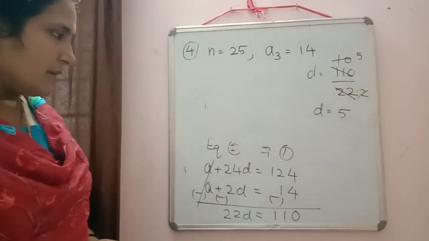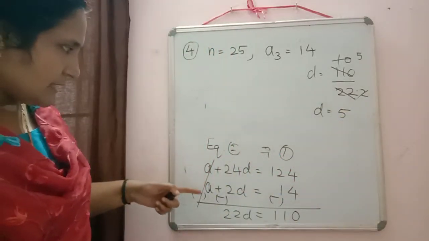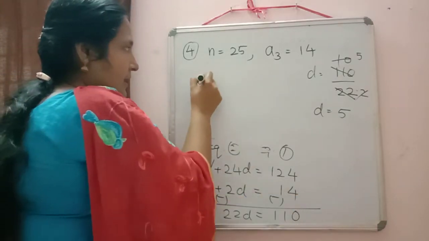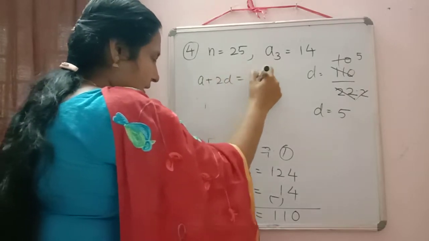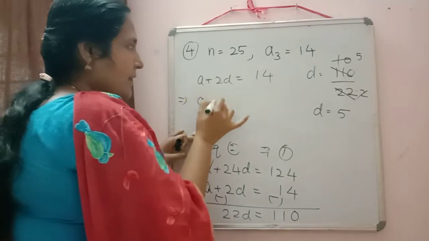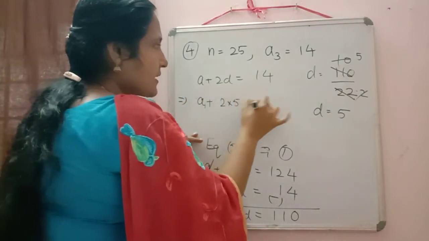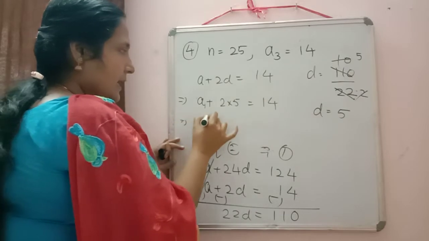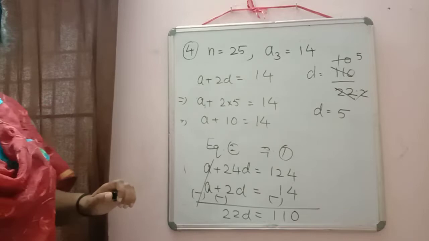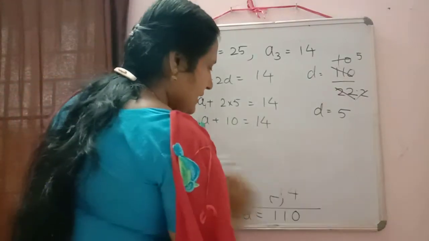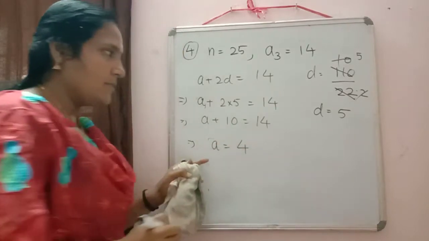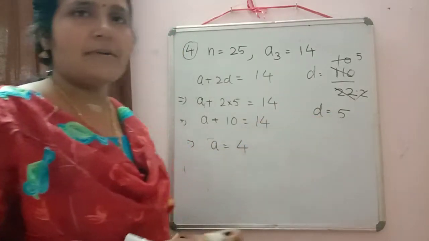Now we want the value of A. Out of these two, I think this equation is easy, so we'll substitute the value of D here. We have A plus 2D is equal to 14. Now substitute the value of D. So A plus 2 into 5 is equal to 14. A plus 10 is equal to 14. So what will be the value of A? Yes, A is equal to 4. So we got A is equal to 4 and D is equal to 5.